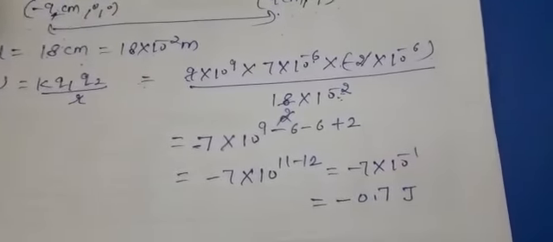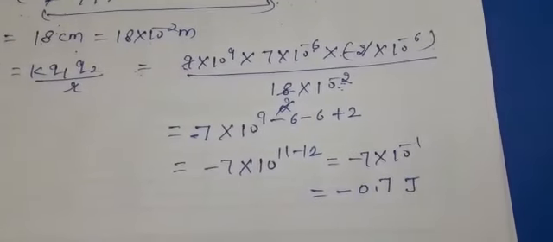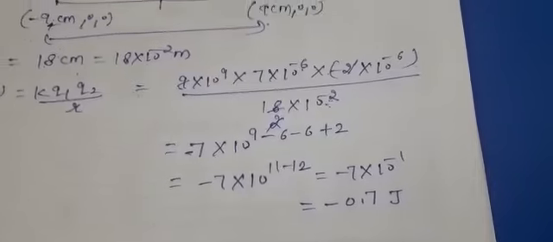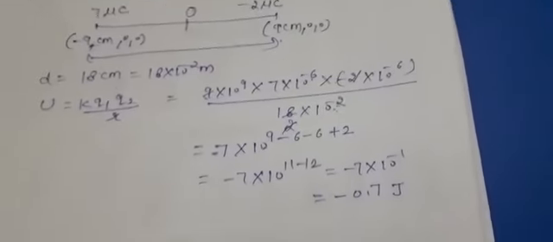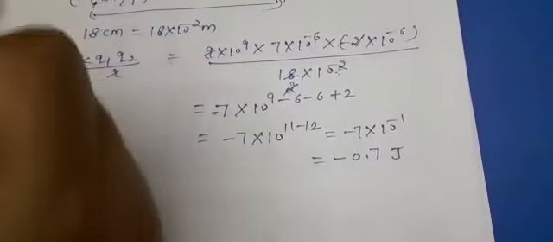So this is the initial potential energy. In the first part, as asked, you can check your statement: determine the electrostatic potential energy of the system consisting of two charges. So we have calculated the potential energy. This is your first A part.